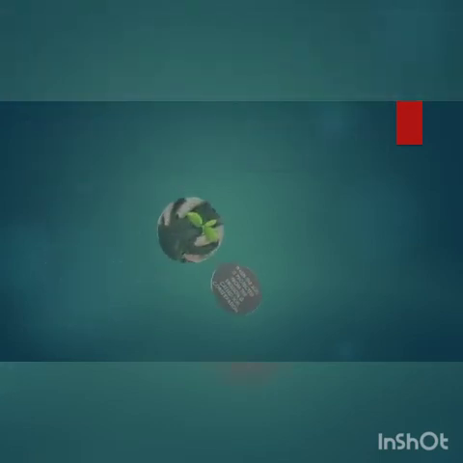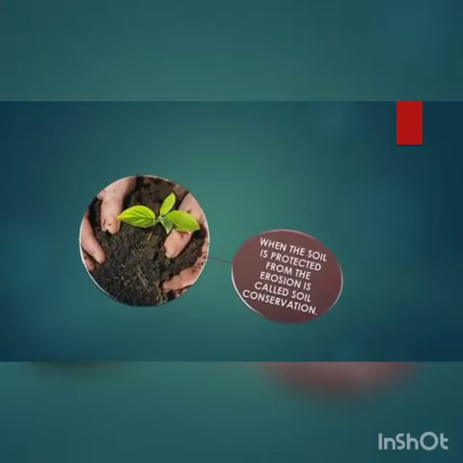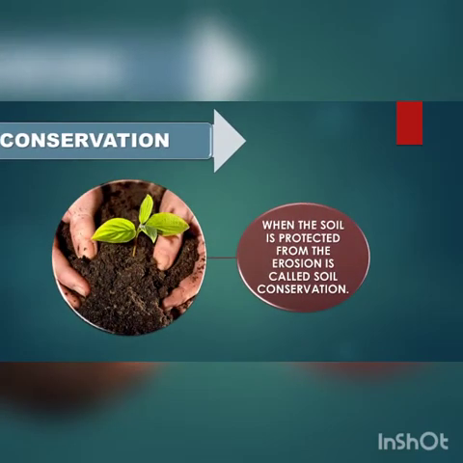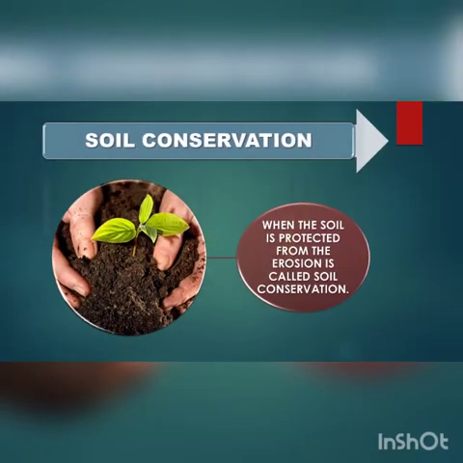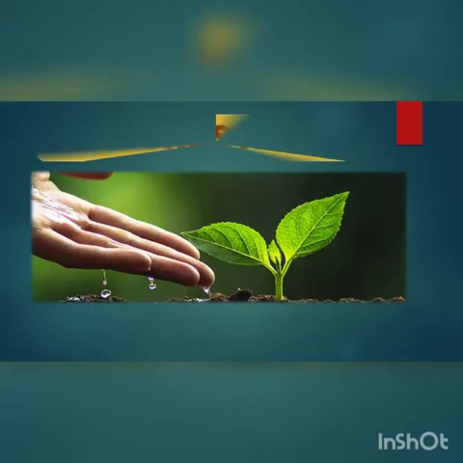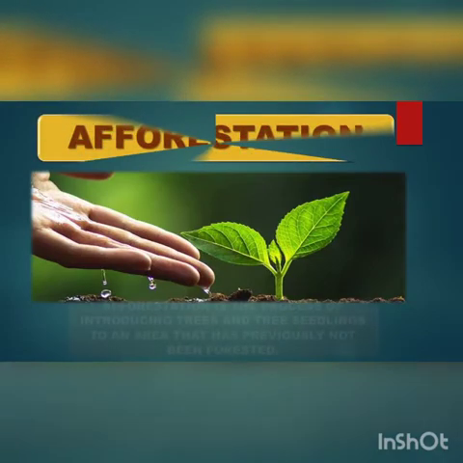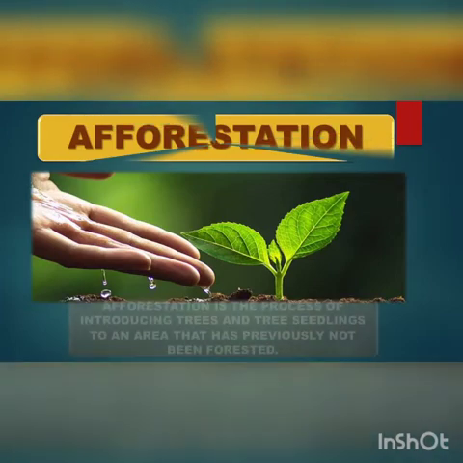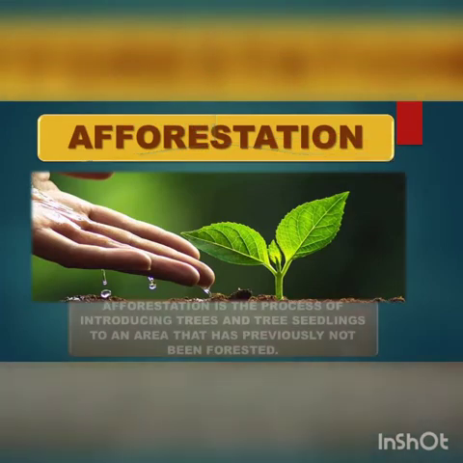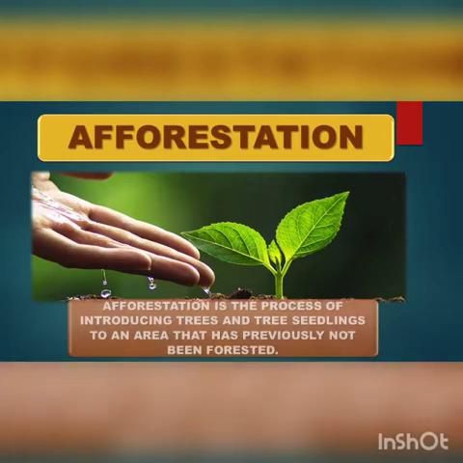When the soil is protected from erosion, it is called soil conservation. So students, what steps should be taken to protect the soil from erosion? Yes, right, afforestation. Afforestation is the process of introducing trees and tree seedlings to an area that has previously not been forested.